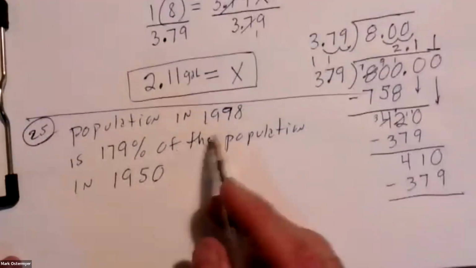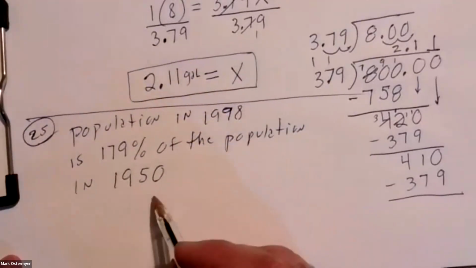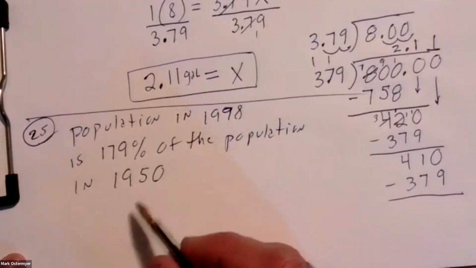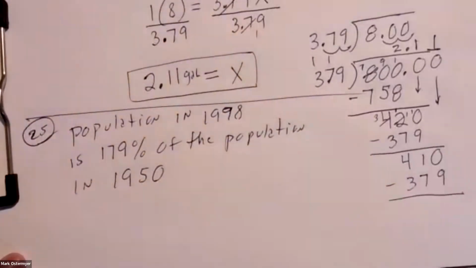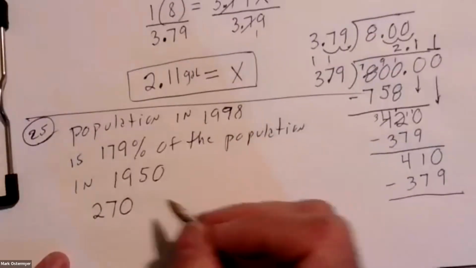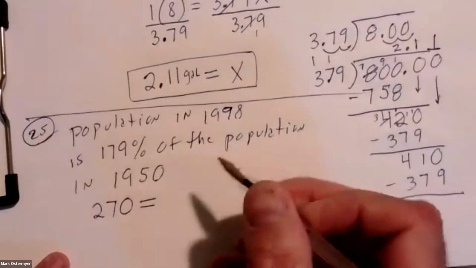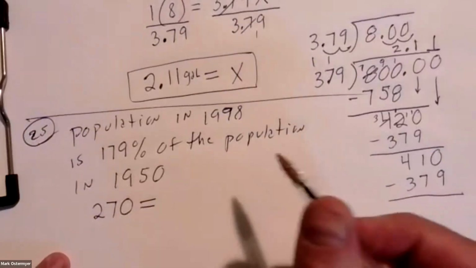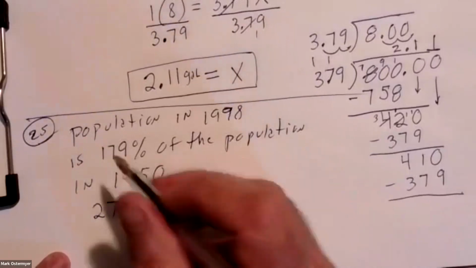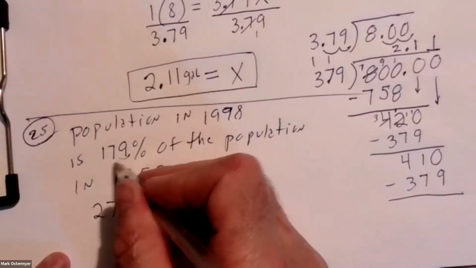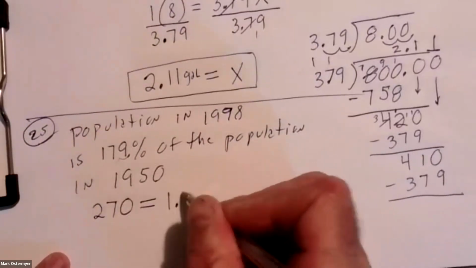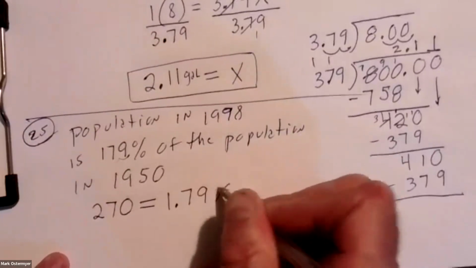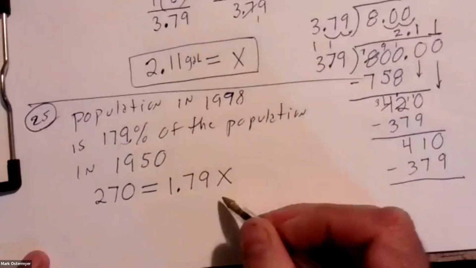So we have to set up an equation. They want the population in 1950, which we don't know, so we'll call it X. What was the population in 1998? 270 million. Yes, 270 million is equal to 179% of X. Two places to the left of the decimal point: 1.79 times X. We have to solve for X.